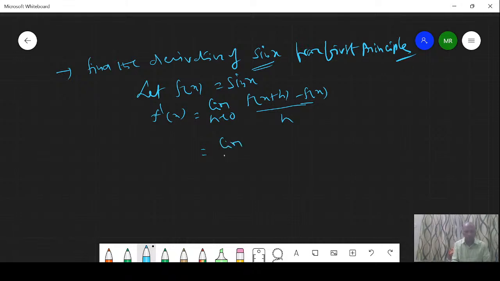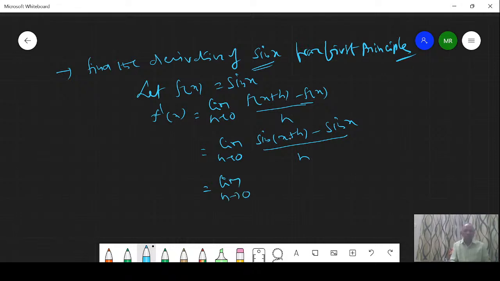Limit h tends to 0. What is f of x plus h? F of x is sin x, so f of x plus h means replace x with x plus h: sin of x plus h minus f of x, which is sin x, by h. Right? I can write it like this, limit h tends to 0.